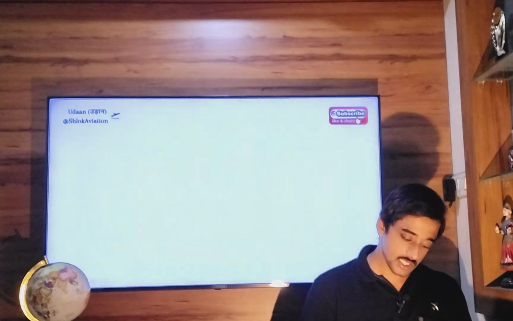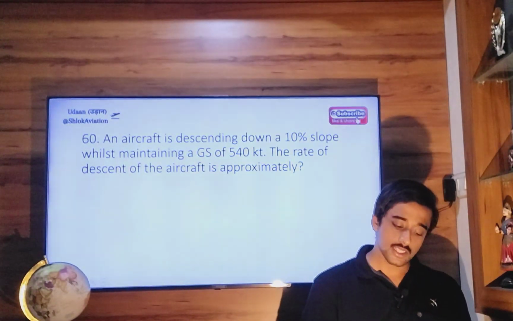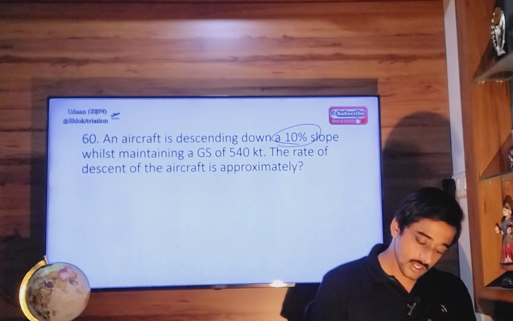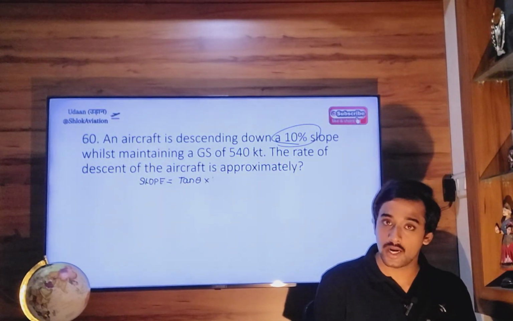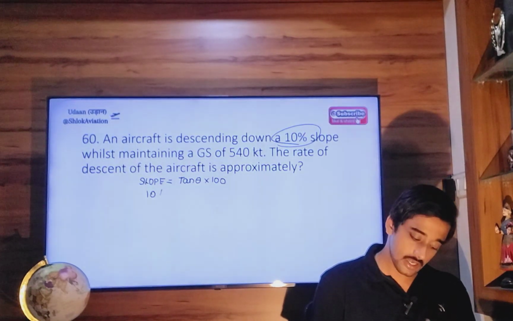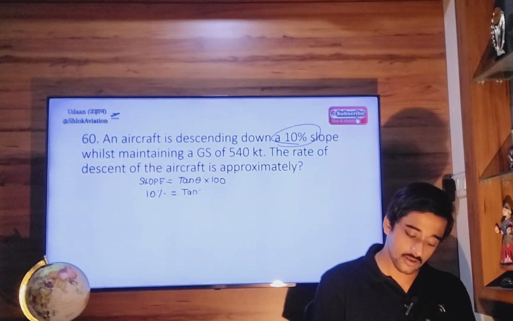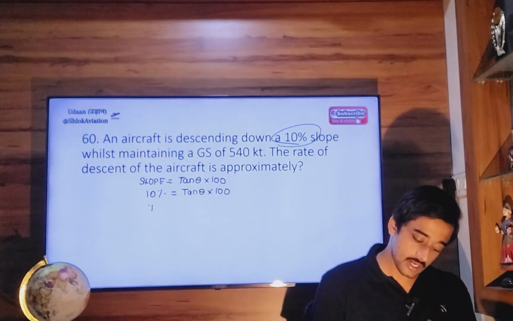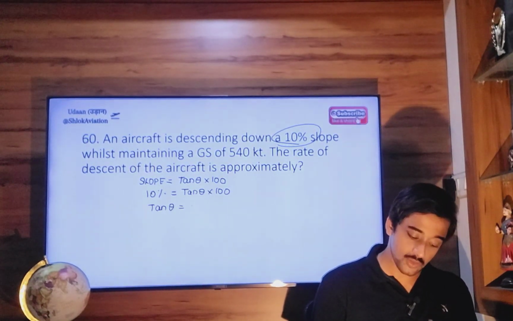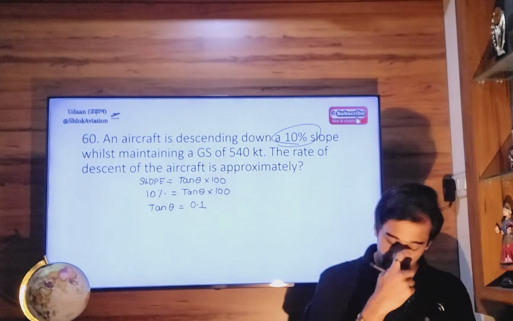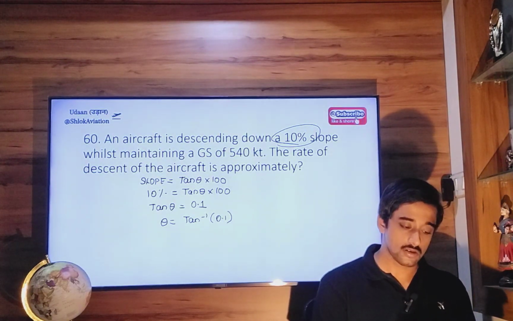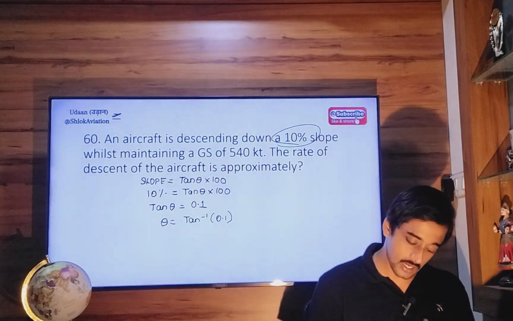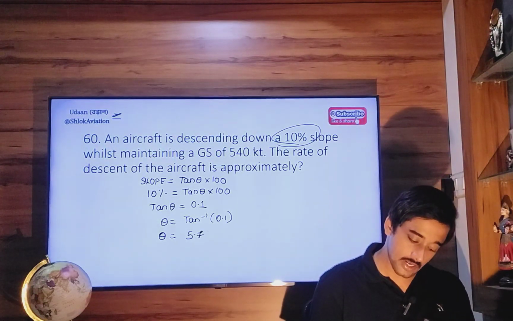Simple. Last but not the least, aircraft is descending down a 10% glide slope. So the usual formula, slope equals tan theta into 100. So 10% equals tan theta into 100. So tan theta will be equal to, cross multiply, 0.1. So theta will be equal to tan inverse 0.1, which is 5.7 degrees. So theta will be 5.7 degrees.